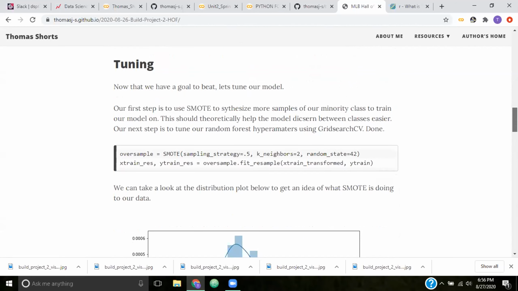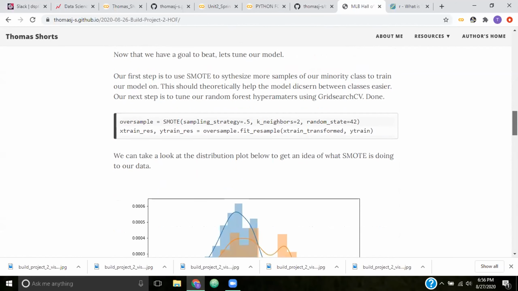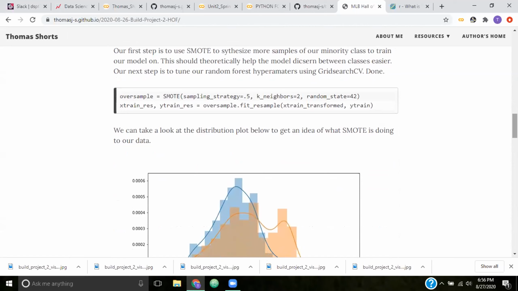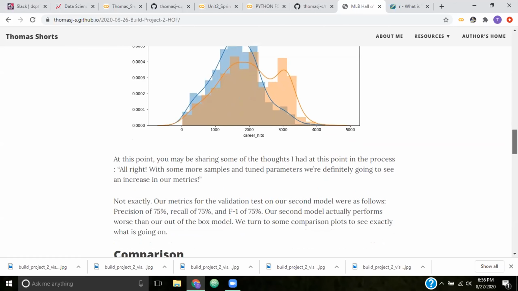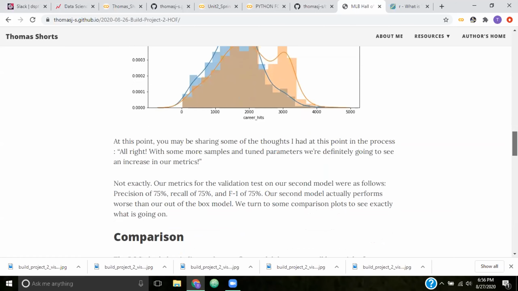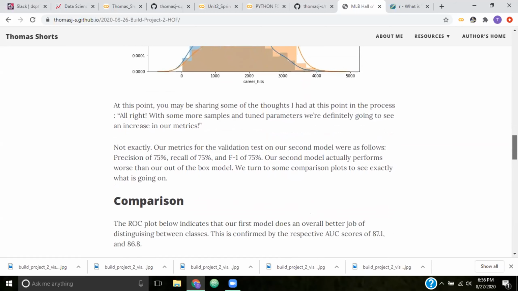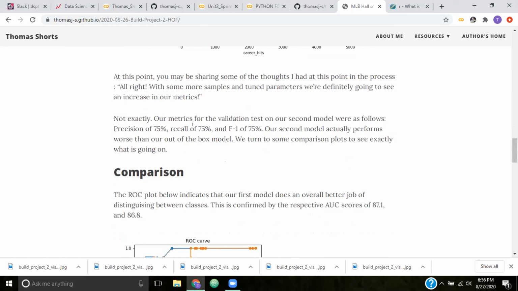Next thing we did is we used SMOTE to increase the ratio of our yeses to 0.5 here. And you can kind of see what that does to the data. This is just a look at the distribution of career hits, and you can see that it inflates the number of things you would expect to be a yes, where players have 3,000 hits here. So at this point, you're thinking, great, we've got more data, we're going to have a better metric. Not actually. Our metrics went down to a straight 75, 75, and 75 on precision, recall and F1.